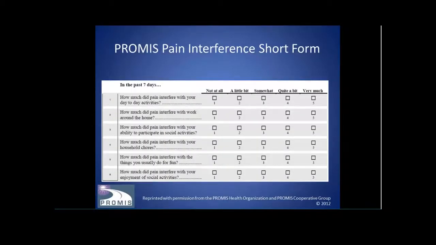So this is an example of a PROMIS instrument. This is one of the pain interference short forms. Pretty short, pretty clear statement, utilizing a 7-day time frame with 5 response options. This is a prototypical example of a PROMIS measure.